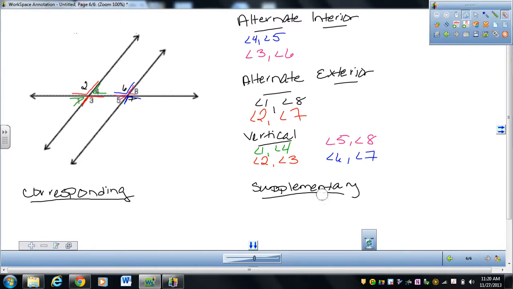Okay, I'm going to give you a minute. Go ahead and work on the supplementary ones. Pause if you need to.